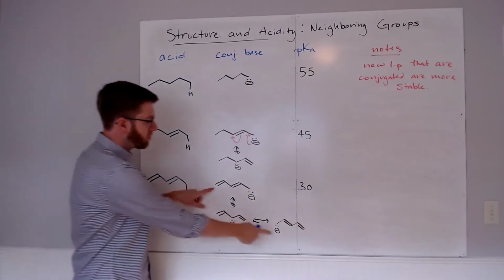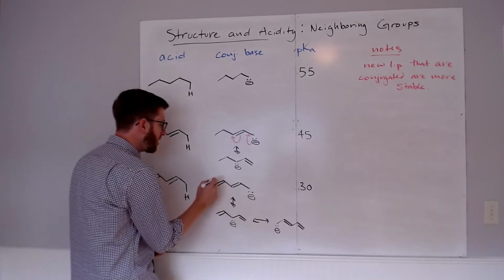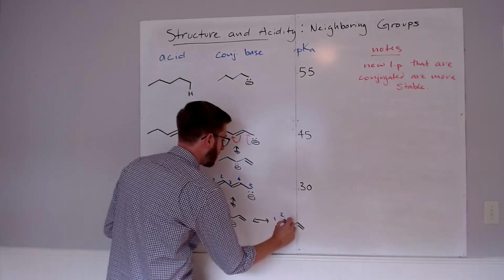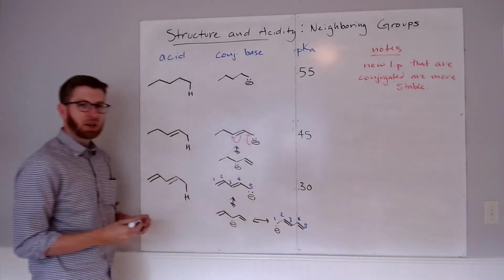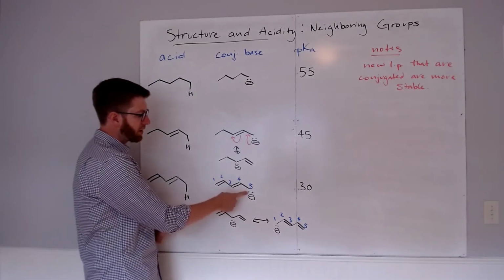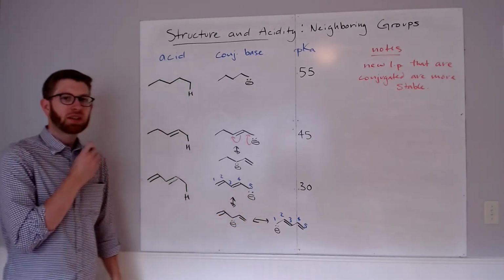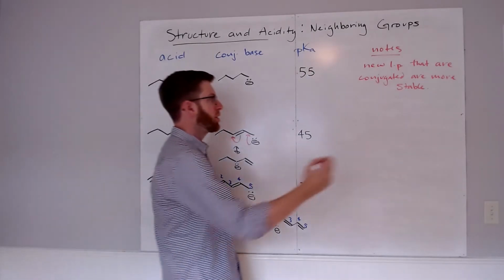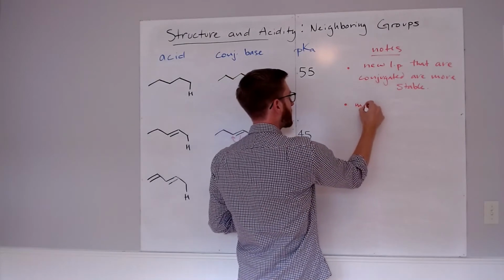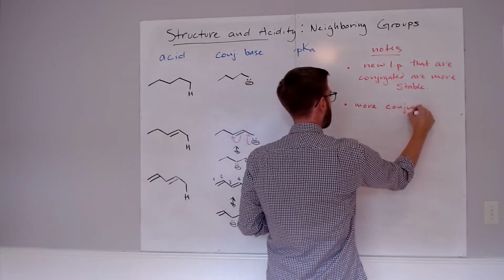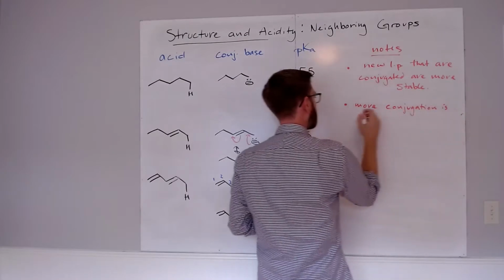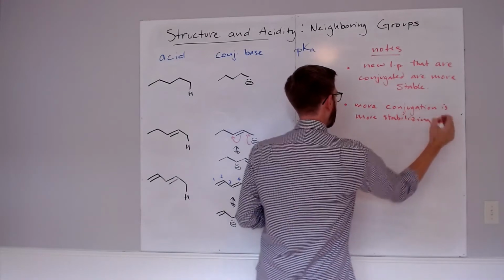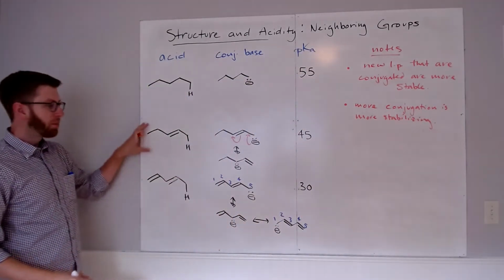So I know that these two structures look exactly the same. I'm going to number the carbons here and here. Trying to make it a little bit clearer that we're talking about the lone pair existing on carbon 5 and carbon 1 at the same time. So it looks to me like it's not only that new lone pairs are stabilized by conjugation, but it's also that more conjugation is more stabilizing. And that's what we see going from our middle example down to our bottom example.